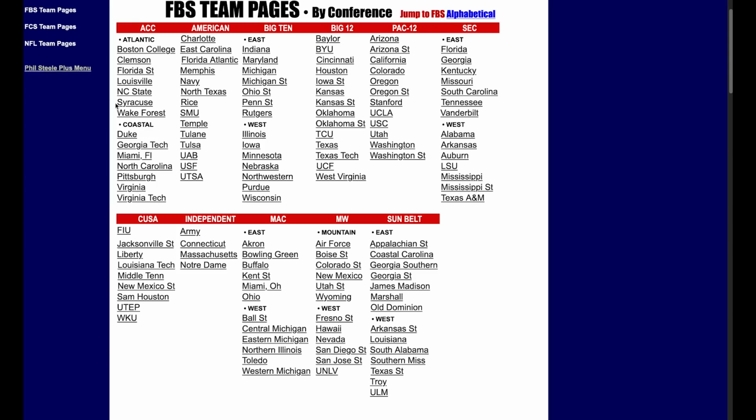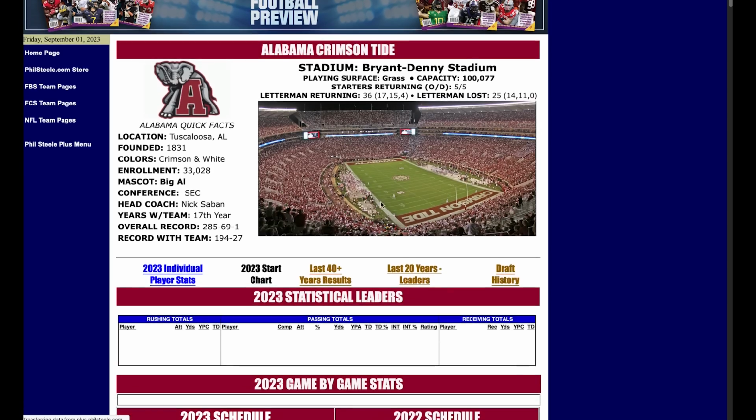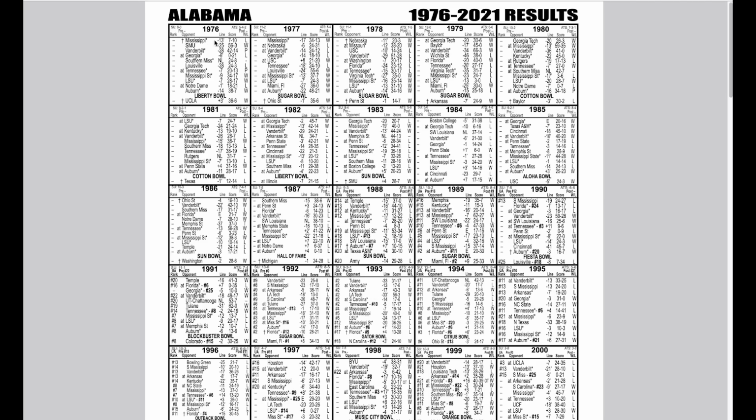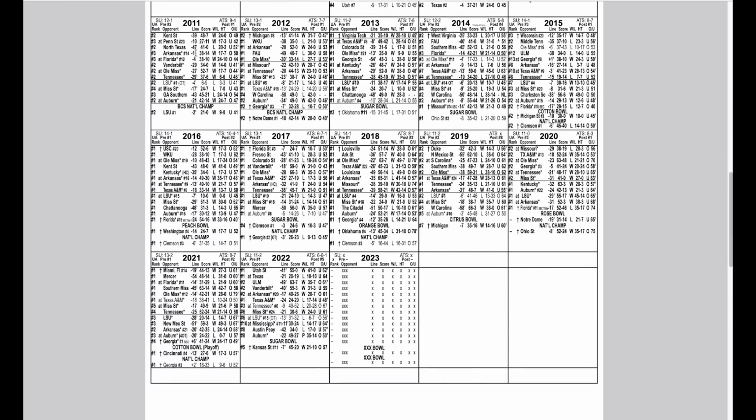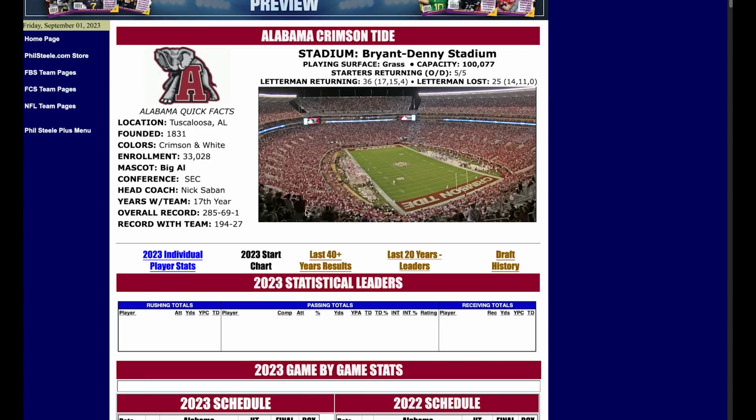And once again, if you go to a team like Alabama, let's go to Alabama in the SEC. This is all updated all the way back to 1976, all the spreads on every game and where they ranked in every year. It's all up there on the last 40. It's actually the last 46 years, I believe. This says 40 plus right there.